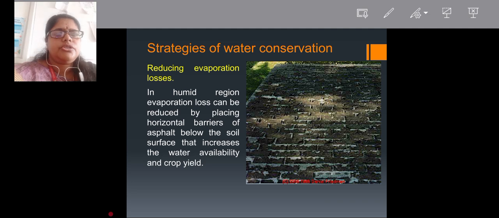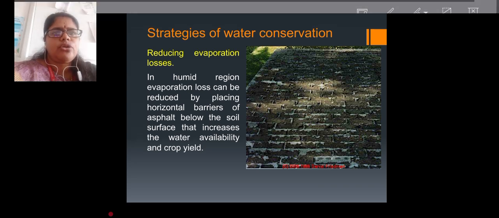As a continuation of the previous video on unsustainable to sustainable development, we're going to see the strategies of water conservation. Reducing evaporation losses: in humid regions, evaporation loss can be reduced by placing horizontal barriers of asphalt below the soil surface, which increases the water availability and crop yield.